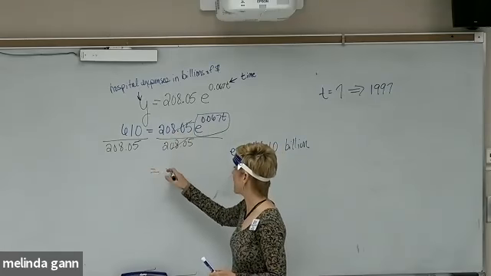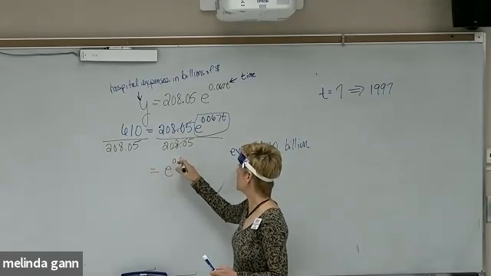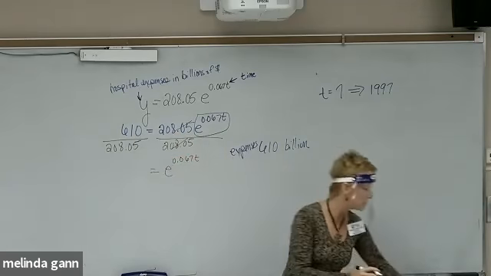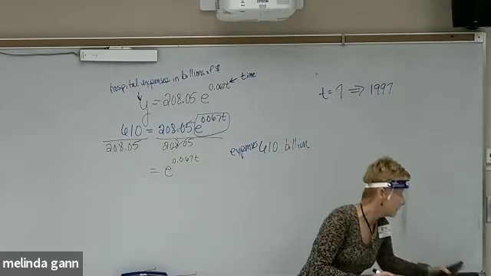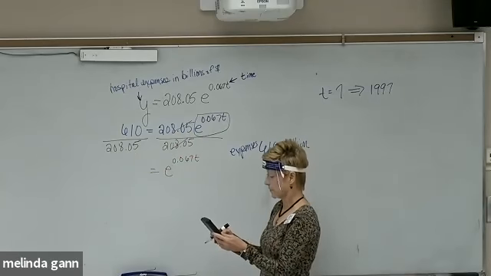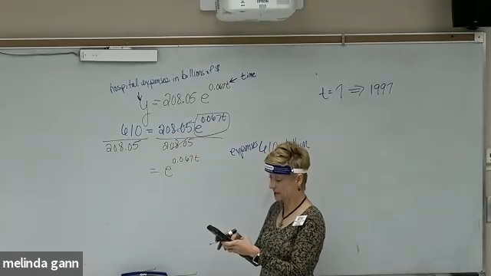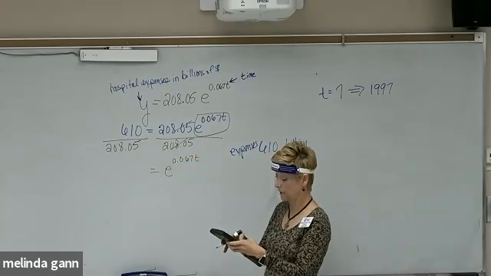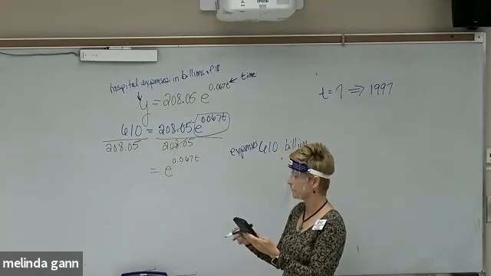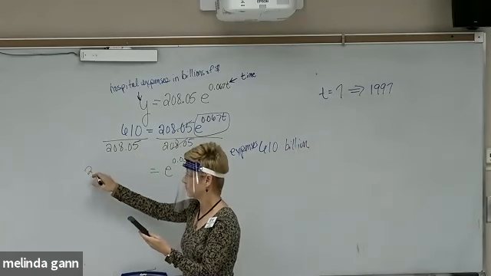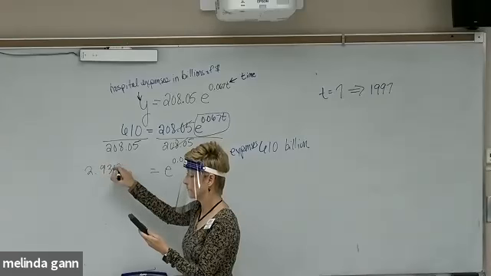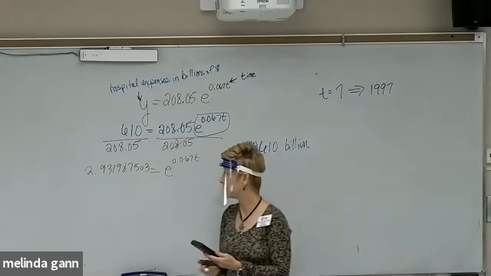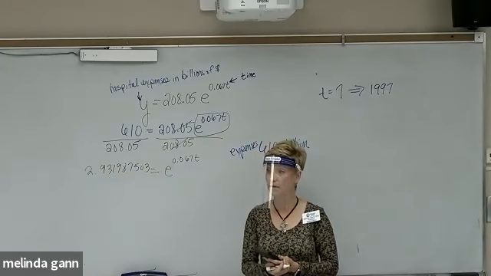So on this side, I've got e to the 0.067t. And then let's just divide those. Okay. So we've got 610 divided by 208.05. See if you got about 2.9. Is that what y'all got?